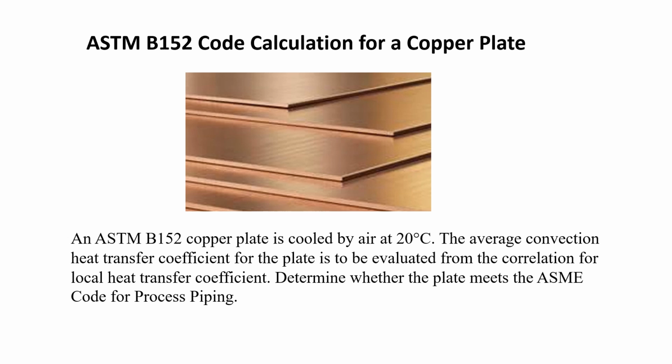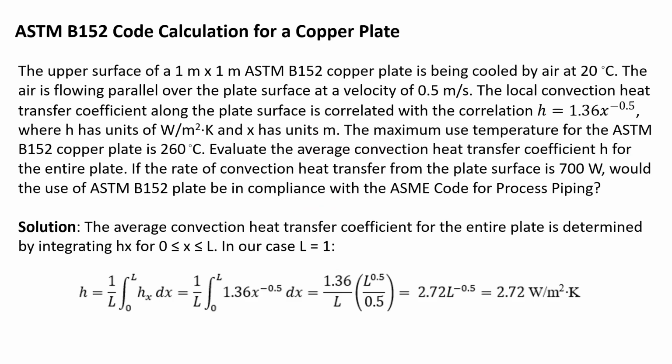The average convection heat transfer coefficient for the plate is to be calculated from the correlation for local heat transfer coefficient. We also want to determine whether the plate meets the ASME code for process piping. So here's a particular problem.